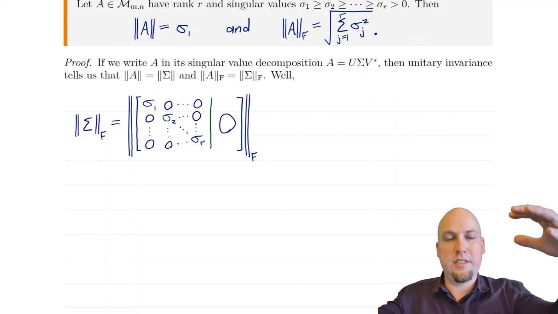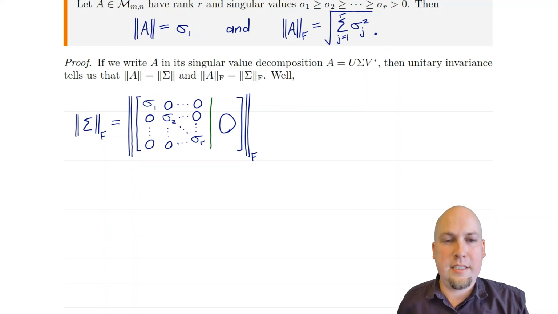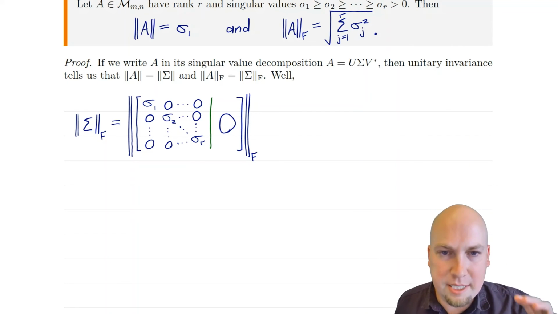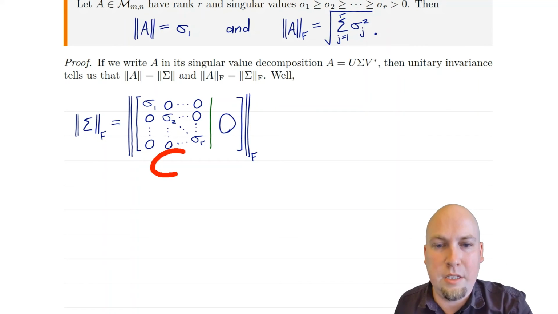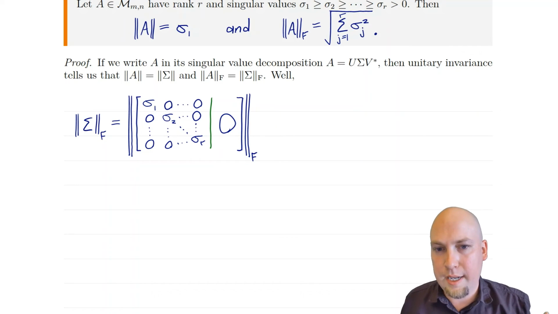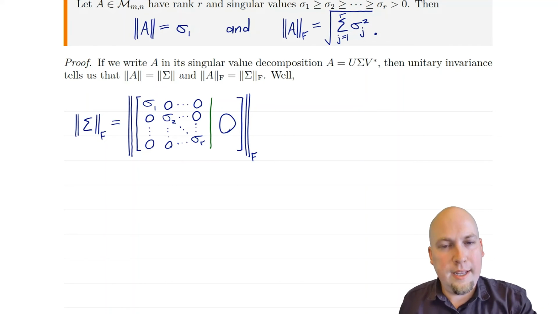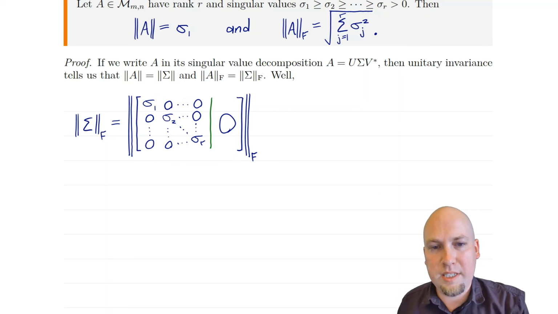I'm assuming that it has no more rows than it has columns. If it's the other way around, the computation doesn't change. It's just you'll have a 0 block down at the bottom rather than on the right-hand side. Okay, so if that's my sigma matrix, what is the Frobenius norm of that?